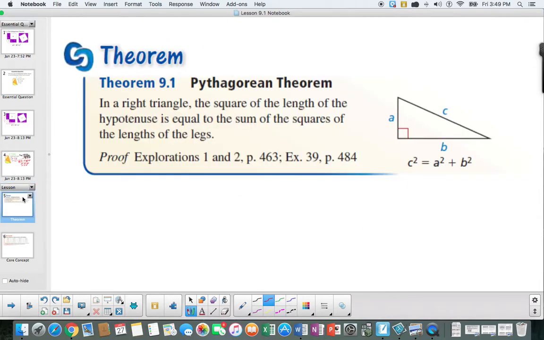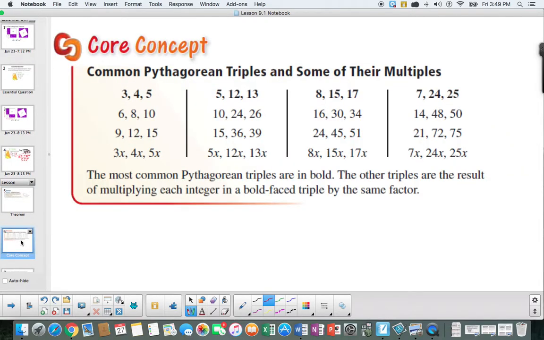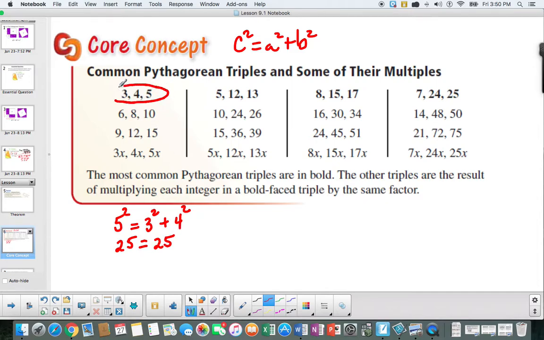In a right triangle, the square of the length of the hypotenuse is equal to the sum of the squares of the lengths of the legs. Now, these are what we call Pythagorean triples. They are numbers that when you put them into the formula, c squared is equal to a squared plus b squared, satisfy it. So for instance, if I take the number 5 and I square it, it's going to be equal to the sum of the squares of the other two numbers. So this is 25 equals 25. So these three numbers are sides of a right triangle.